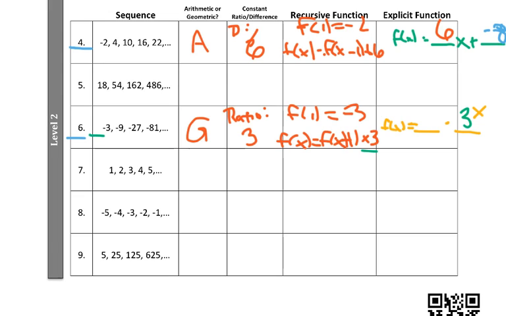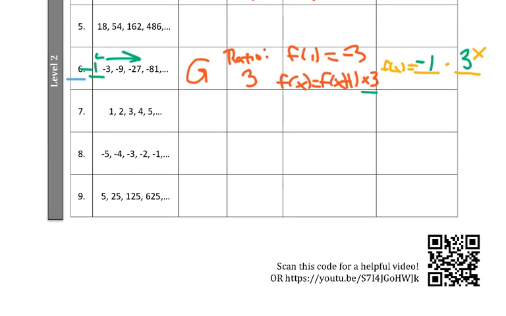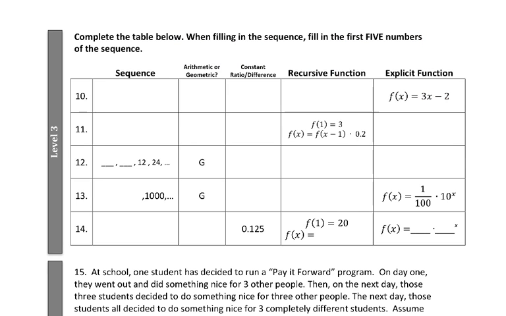Then I need to find my 0th number. Well, if I'm multiplying by 3 to go this way, I'm going to divide by 3 to go that way, and I get negative 1. So negative 1 times 3 to the x power is my explicit function. Okay, so I just did an arithmetic sequence and a recursive, and a geometric sequence.